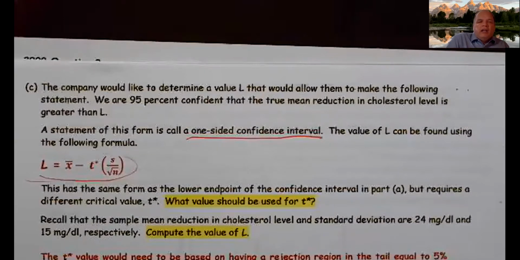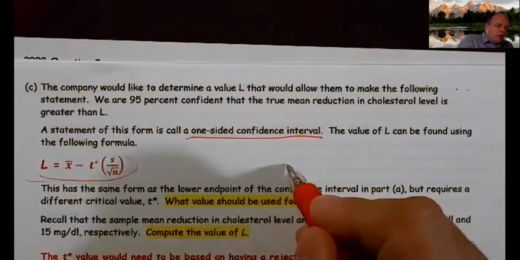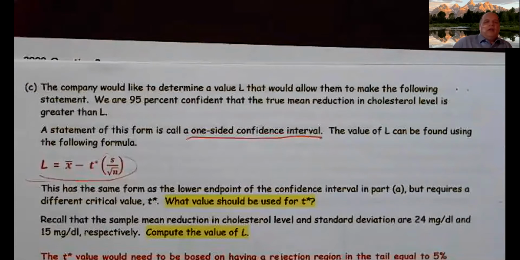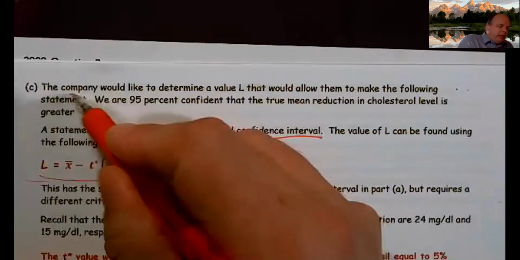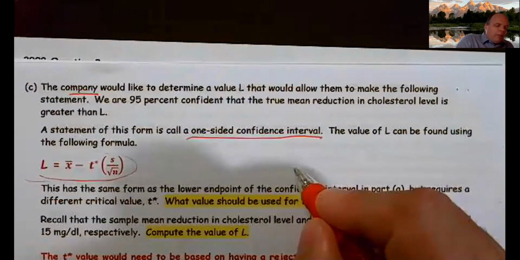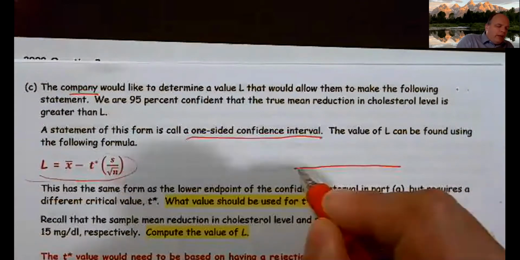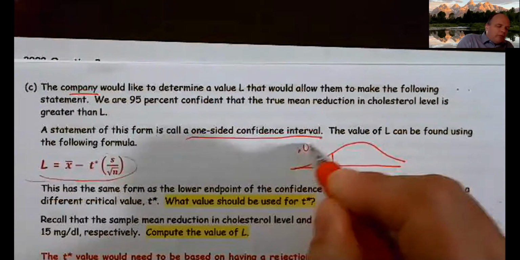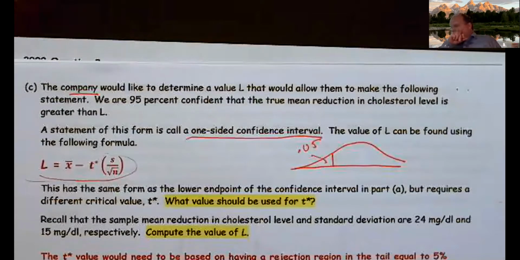Basically they're saying, hey, instead of having a two-tailed confidence interval, we're going to have a one-tailed confidence interval. And this is the company speaking. So if they were doing a one-tailed confidence interval, how much area do they want in that tail? Well, we already know that they want 0.05 because they want to be able to make a 95% statement, so this needs to be 0.05.